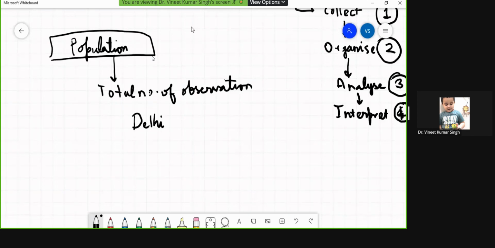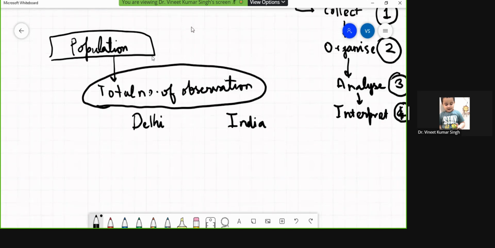Okay, we have to find the sex ratio in India. So the population here is India. The total number of observations which we are considering is the population. Now it is often very difficult to analyze the entire population. Therefore, we take samples out of it. अगर हमें दिल्ली में सबका weight निकालना है, तो हम अलग-अलग area से we can take samples. ठीक है? We will take samples out of this population.